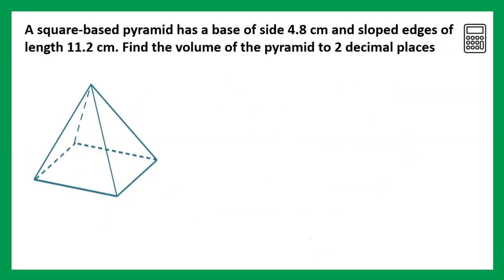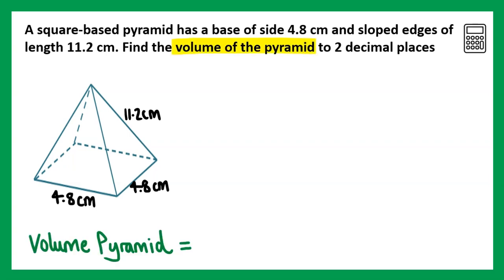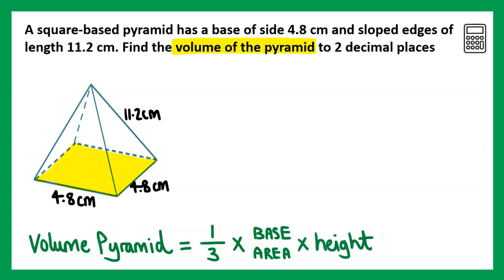On to the advanced question, one of the trickiest questions that you're likely to find on this topic. A square-based pyramid has a base of side 4.8 centimeters, meaning each of the base lengths are the same, and sloped edges of 11.2 centimeters. Find the volume of the pyramid to 2 decimal places. The volume of any pyramid can be found by doing a third multiplied by the base area, which in this case would be represented by the square at the base of the pyramid, multiplied by the height of the pyramid, which would go from the vertex at the top down to the middle of the base of the pyramid.